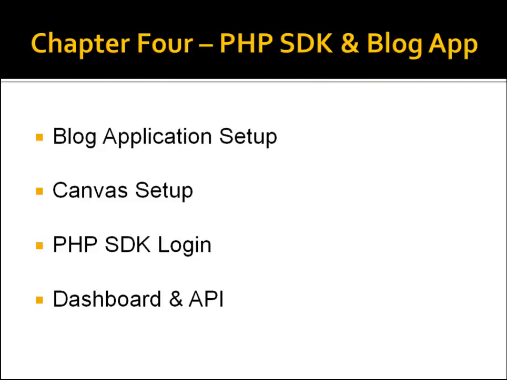In Chapter 4 we'll be starting our PHP application, which will be a blog app, and its functionality will be that someone will be able to add a blog to their Facebook page. They'll be able to create blog posts through Facebook. We'll set up the application. We'll set up Canvas so that our app can actually function within Facebook. We'll go over the PHP login, which is a little different than the JavaScript login, and we'll be creating our blog dashboard, and we'll be using the API a bit.